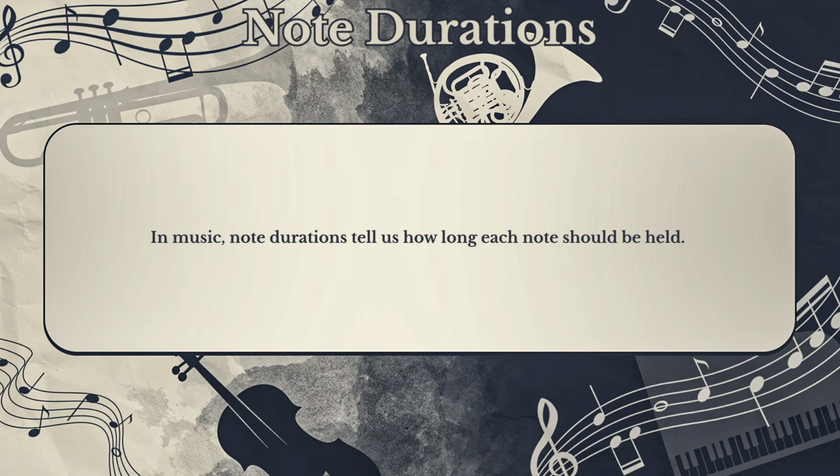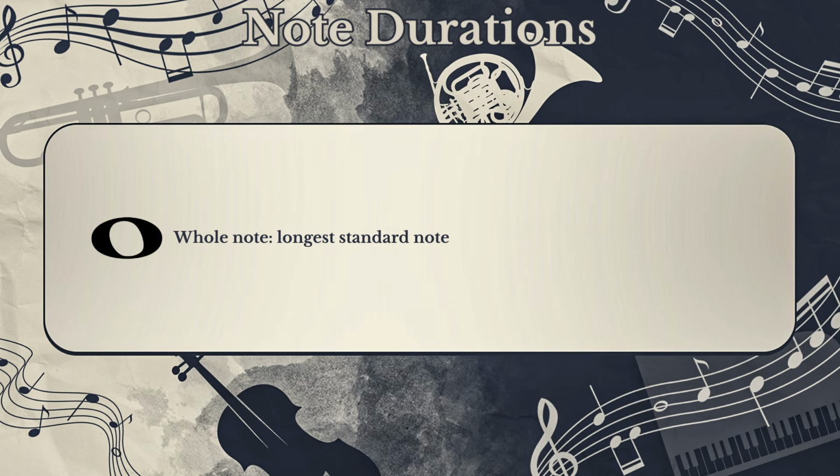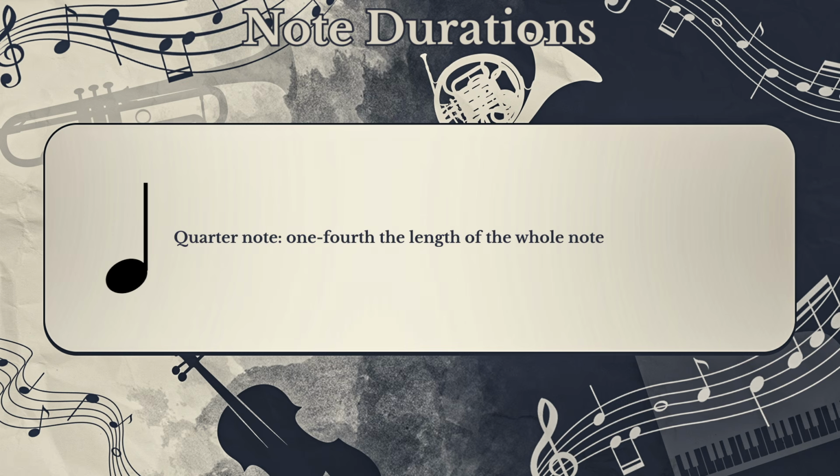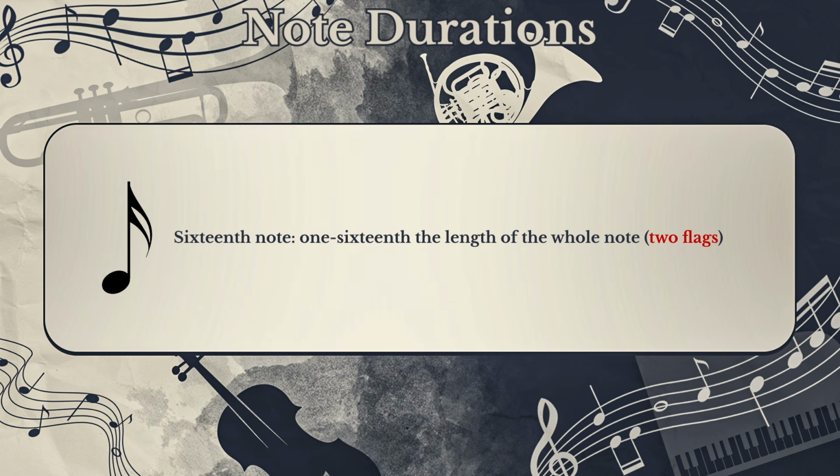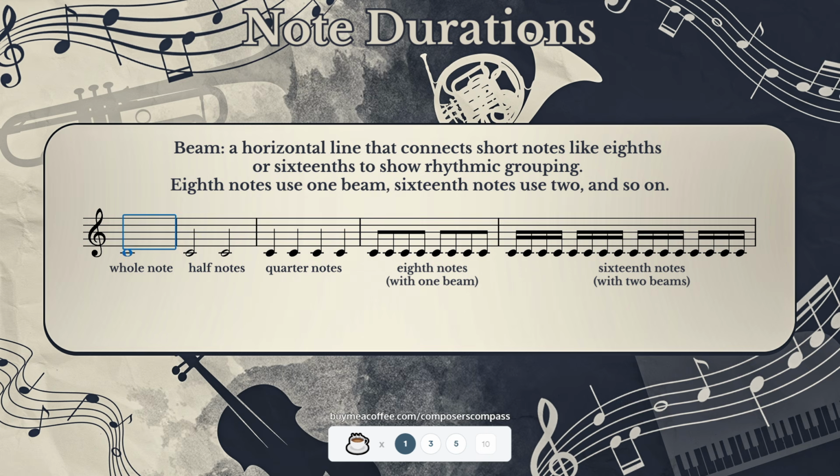In music, note durations tell us how long each note should be held. Here are the most common values. The whole note is the longest standard note. The half note is half the length of a whole note. The quarter note is 1/4 of a whole note. The eighth note is 1/8 of a whole note. The 16th note is 1/16 of a whole note.